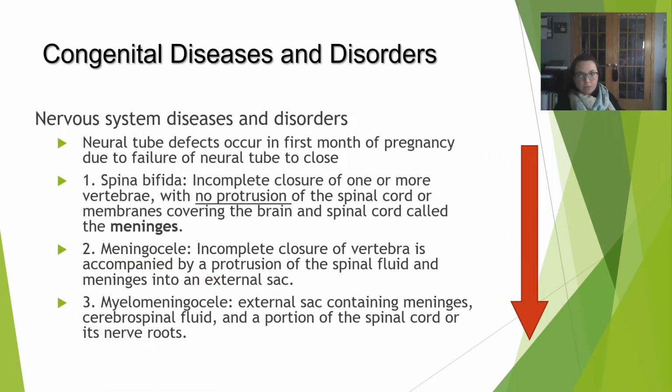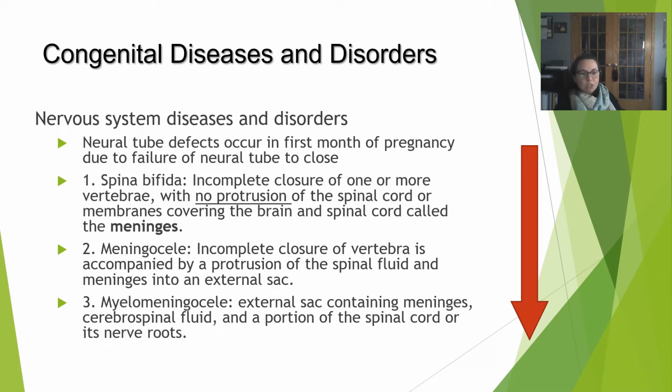All right, follow the red arrow. The red arrow on this slide is to help you better understand the location on the spine when I'm talking about nervous system diseases and disorders. So neural tube diseases is what I want to touch base on. A neural tube defect occurs in the first month of pregnancy due to a failure of the neural tube to close.